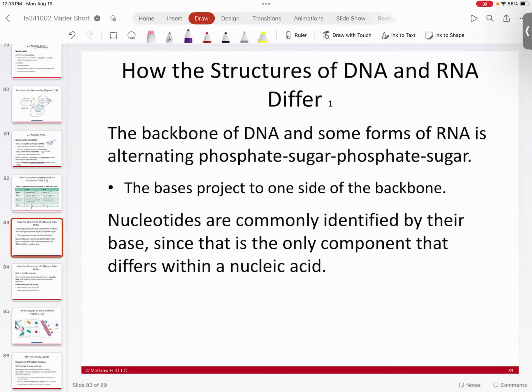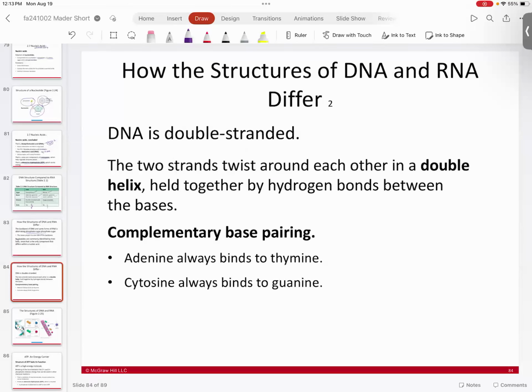So ultimately, we have a couple of different structural differences. Obviously, the backbone of DNA has alternating sugar phosphate backbones. We'll take a look at that here in just a second. And the bases project to the outside. We identify our nucleotides by their base. So this is kind of what it looks like.